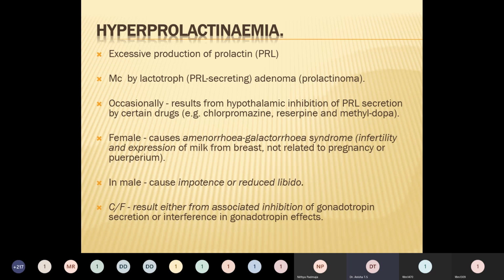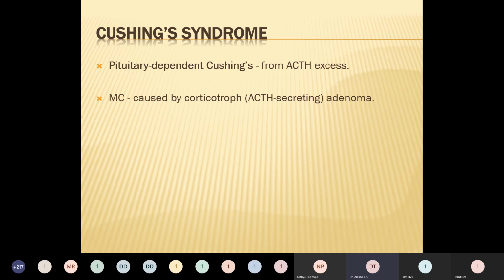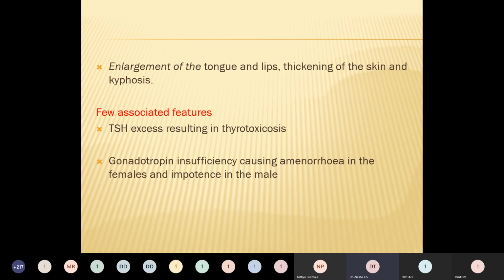Okay, in males also, this prolactinoma can occur, and it causes impotence and reduced libido. What is impotence? Impotence means erectile dysfunction, and libido means reduced sexual desire. Okay, so clinical features can be because of associated inhibition of gonadotropin secretion, or interference with gonadotropin. Now, this is about prolactinoma and growth hormone excess.